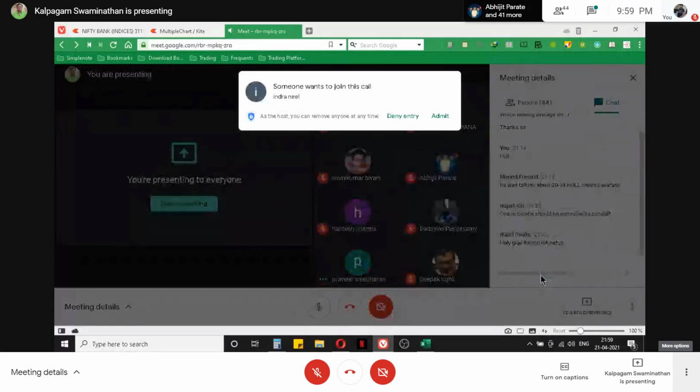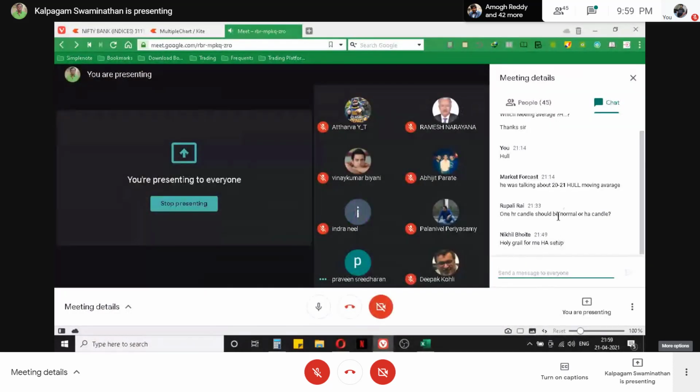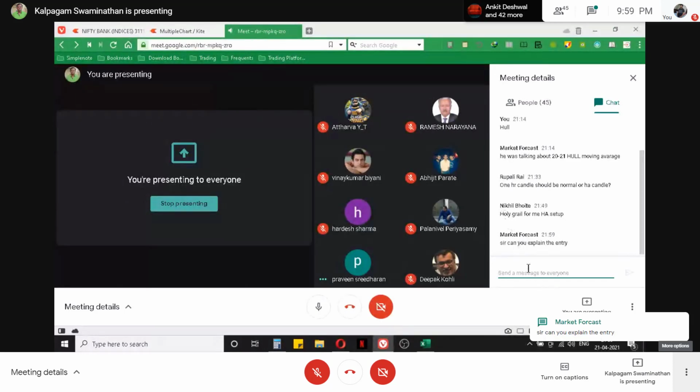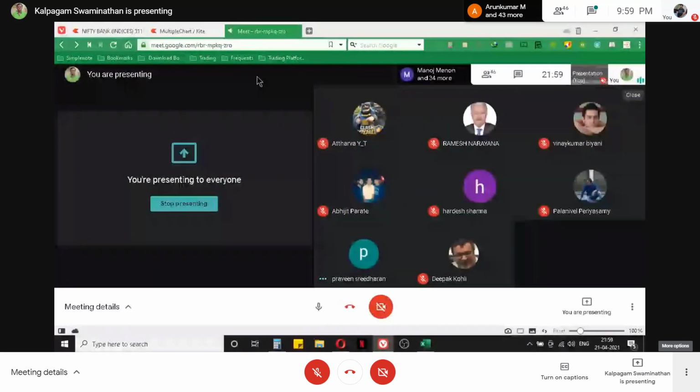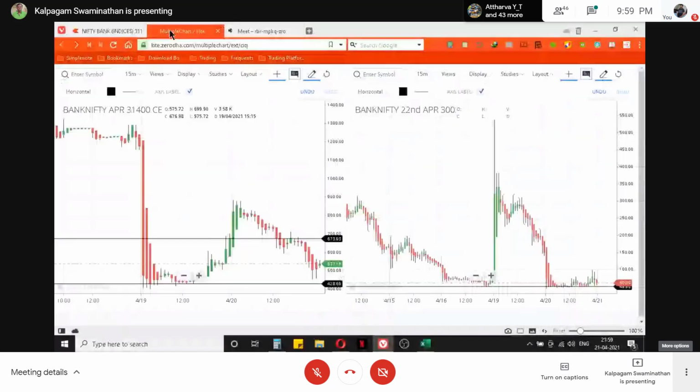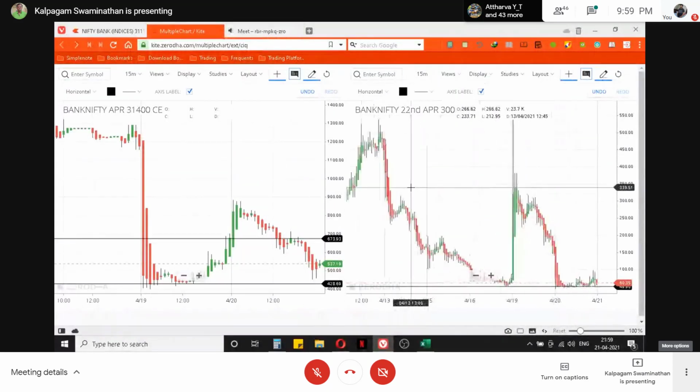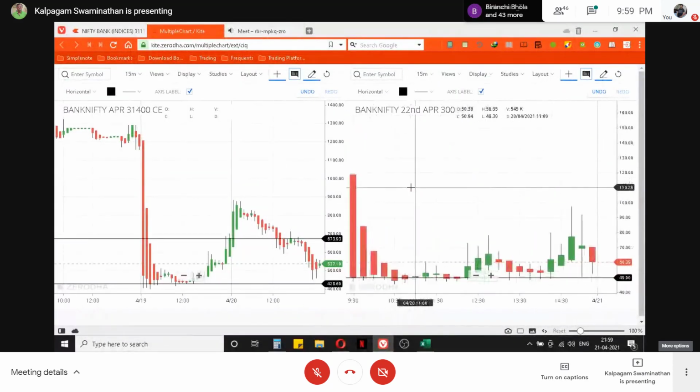Rupali Rai: the 1 hour candle has to be a normal candle. Sorry, I missed this question. Sir, can you explain the entry? Absolutely. That's what we are here for. Let me make these candles bigger. Let us say this is tomorrow's candle. My HeikenAshi candle gives me an entry at around this point, when this high is broken.